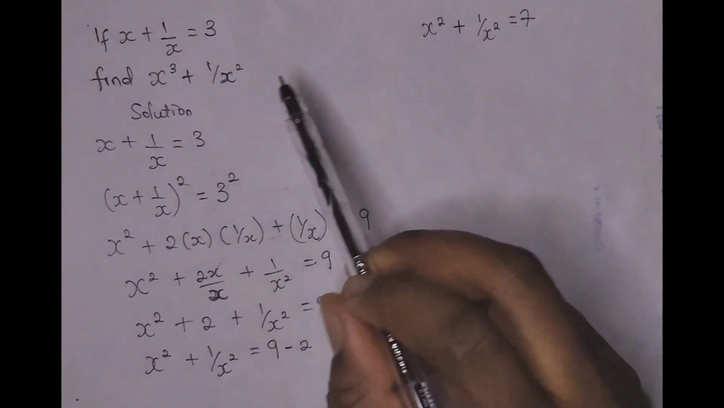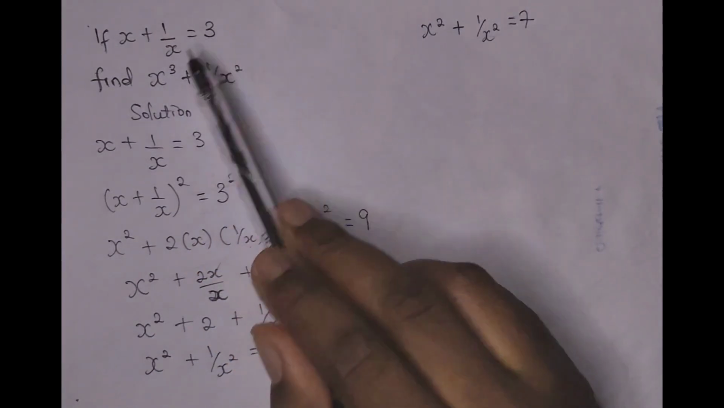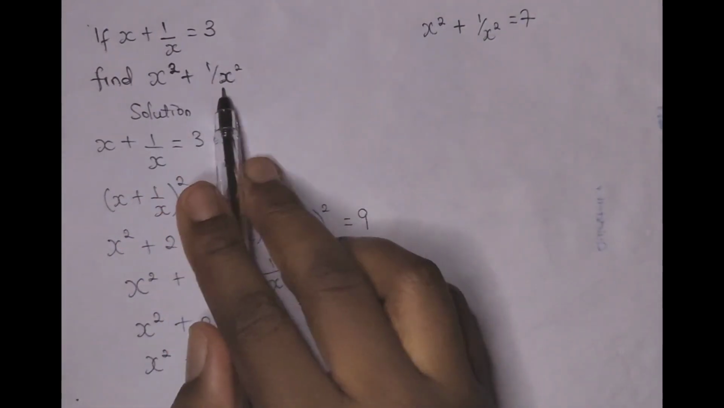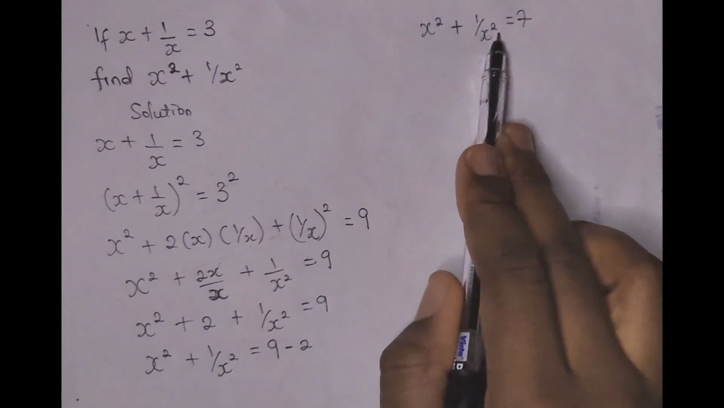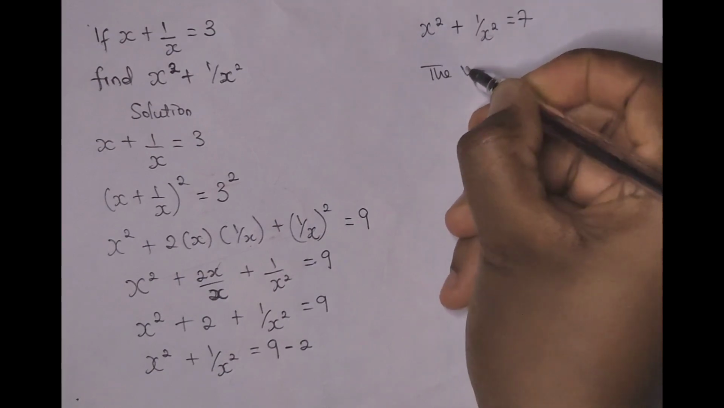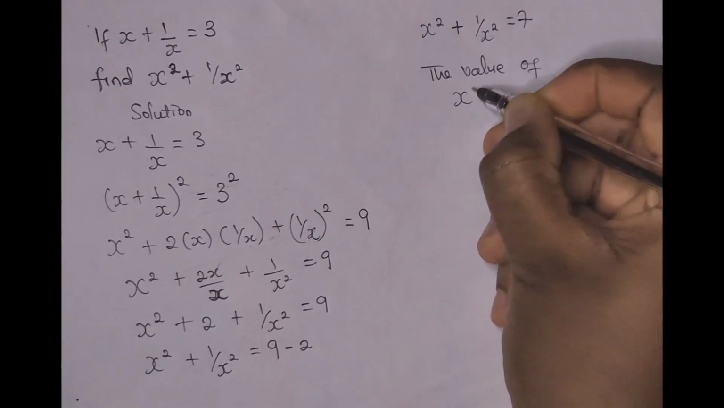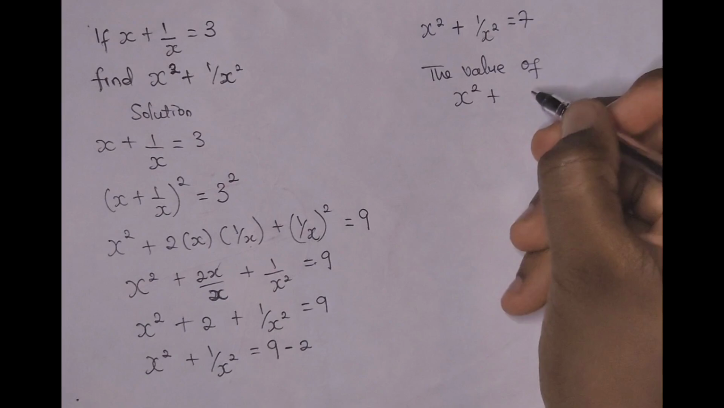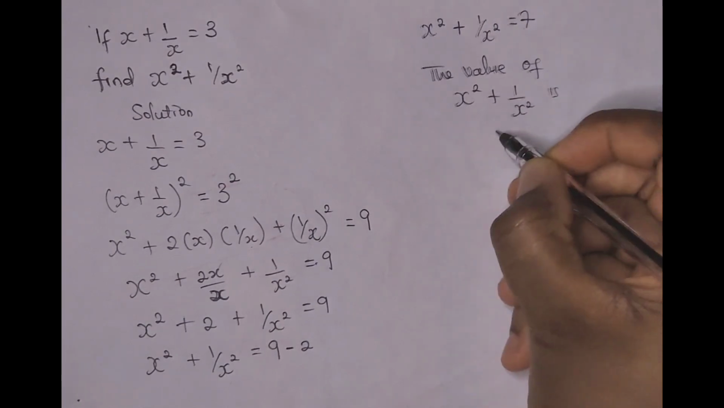So remember, the question says if x plus 1 over x equals 3, find x squared plus 1 over x squared. So our x squared plus 1 over x squared is 7. So the value of x squared plus 1 over x squared is 7.